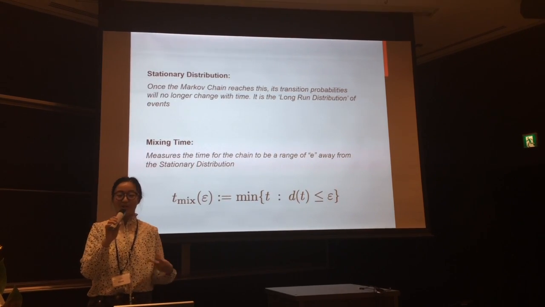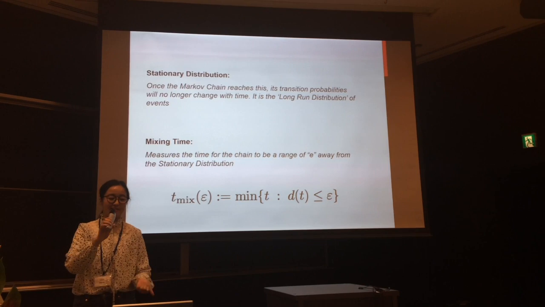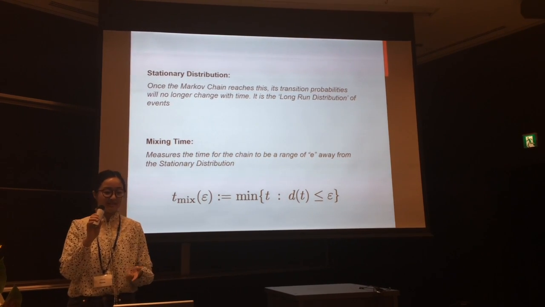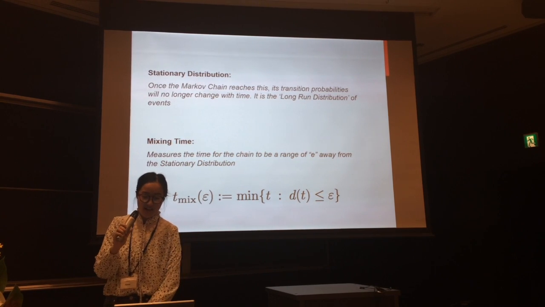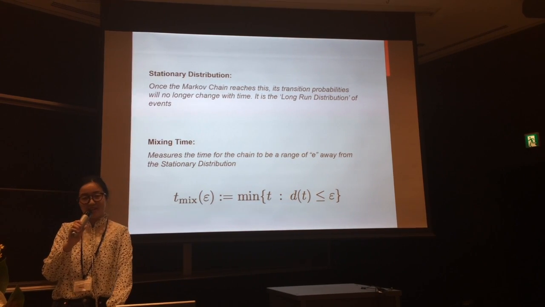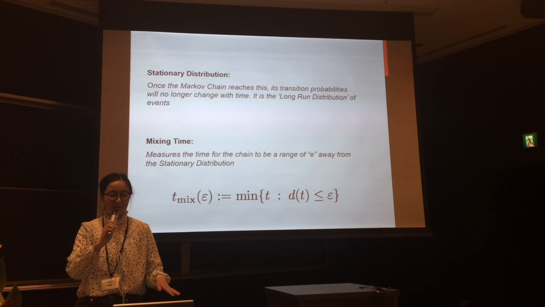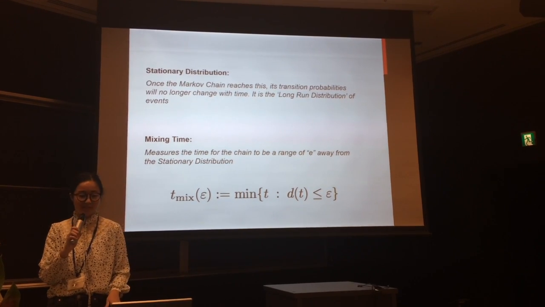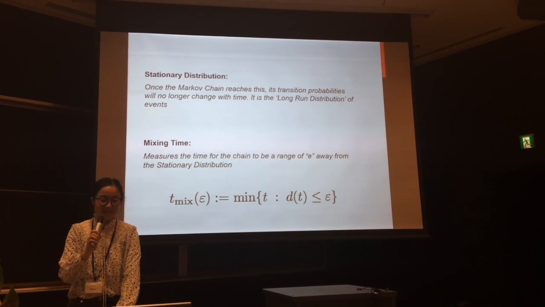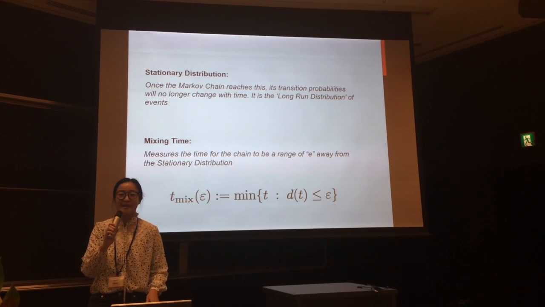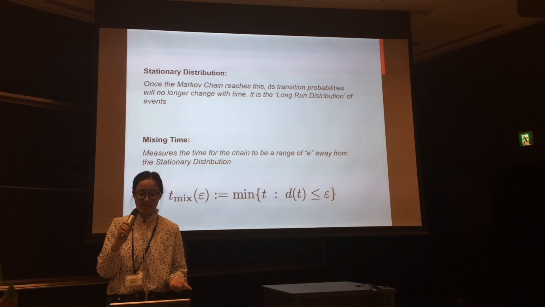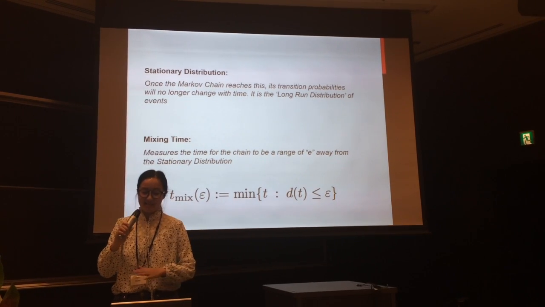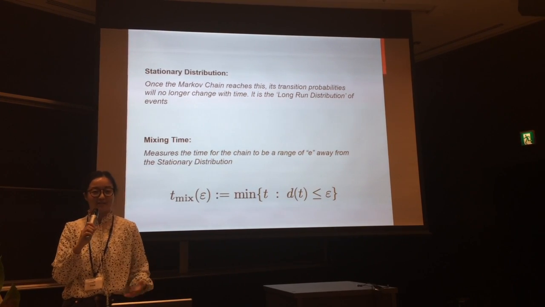So two other important concepts that I'll introduce are the stationary distribution and mixing times. Once the Markov chain reaches the stationary distribution, the transition probability is no longer changed. So it is essentially like a long-run distribution of events. Unfortunately, usually it takes a Markov chain an infinite amount of time to reach the stationary distribution. So we use mixing times to judge when the chain is within a good amount of error of the stationary distribution.